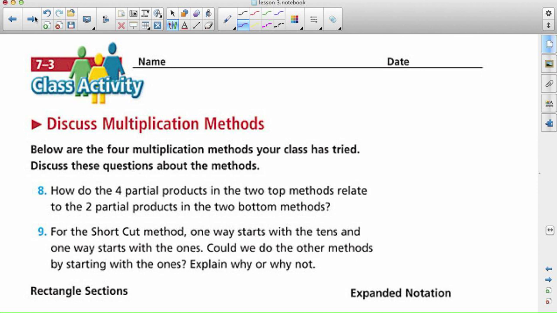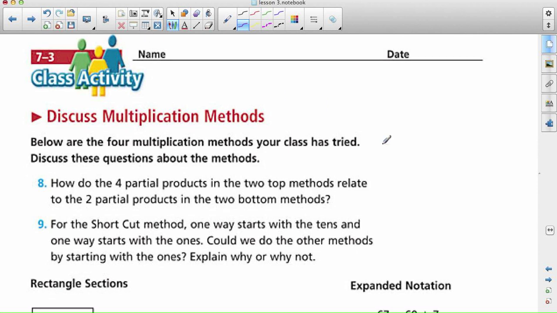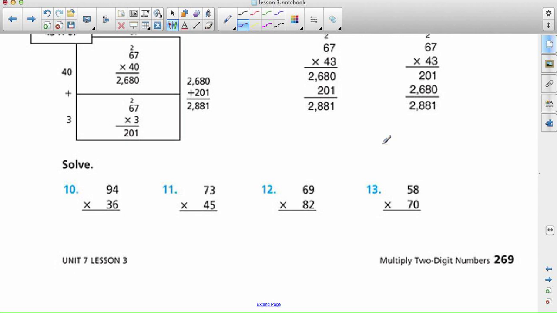How do the 4 partial products in the 2 top methods relate to the 2 partial products in the bottom methods? Go ahead and pause the video and answer that. Just look those over, and then I want you to use any method you want to solve problems 10 through 13, and we'll go over them in class.